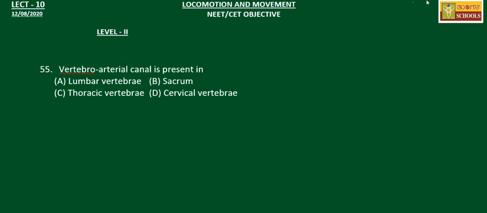The next question: vertebro-arterial canal is present in. Here the vertebro-arterial canals, it is present in. Let's see which of these options is right. Here there are vertebral arteries. These vertebral arteries arise from subclavian arteries.